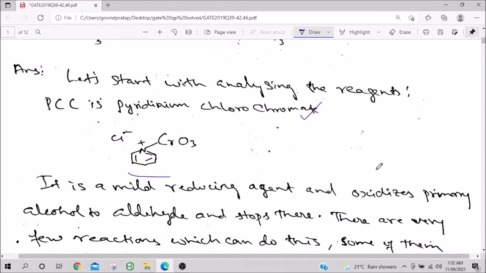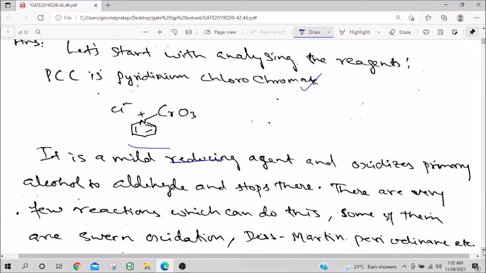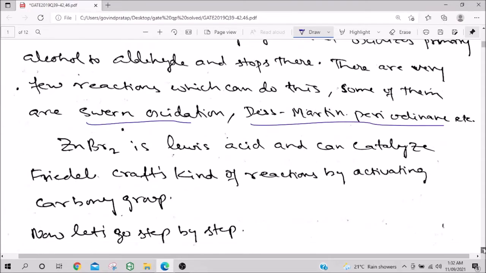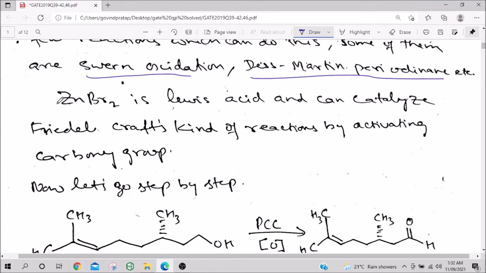Now, by mistake I wrote reducing agent. It's an oxidizing agent, right? And there are very few such reactions which stop the oxidation of primary alcohol at aldehyde and don't go up to carboxylic acid. Some of them are Swern oxidation, then Dess-Martin, pyridinium chlorochromate, and things like that. And then we have ZnBr2 that we are adding in the second step.